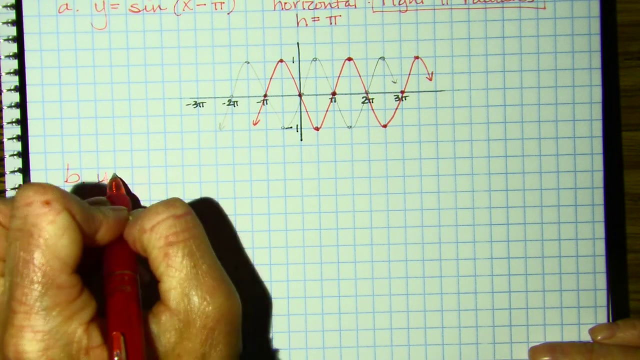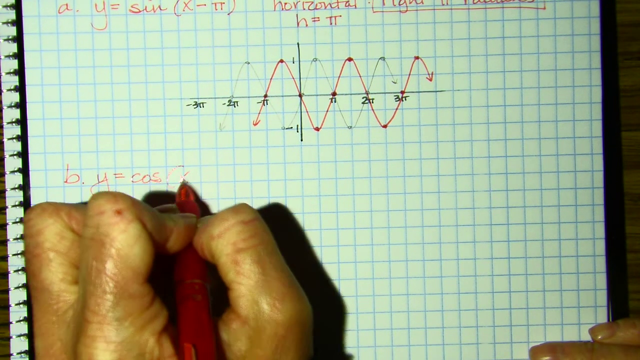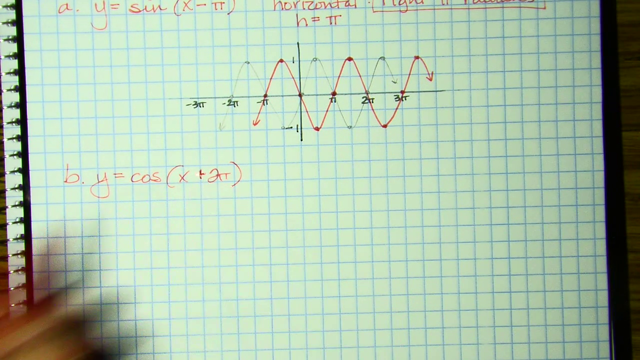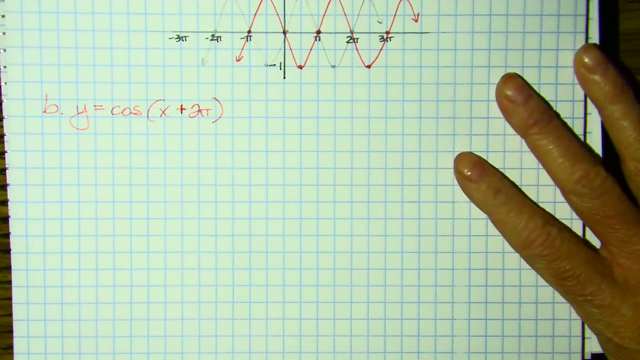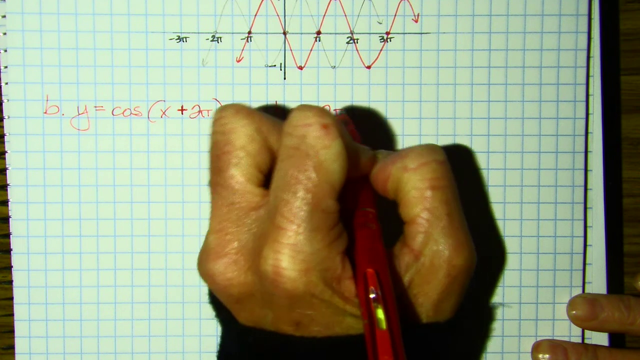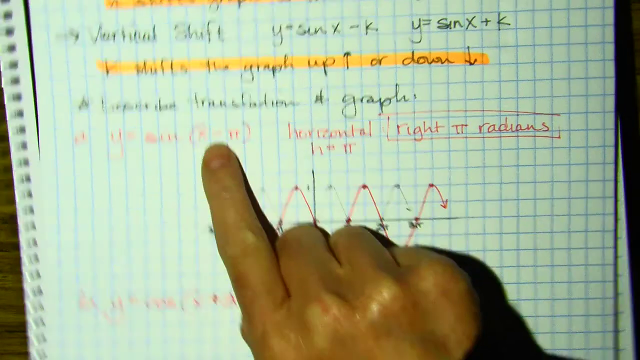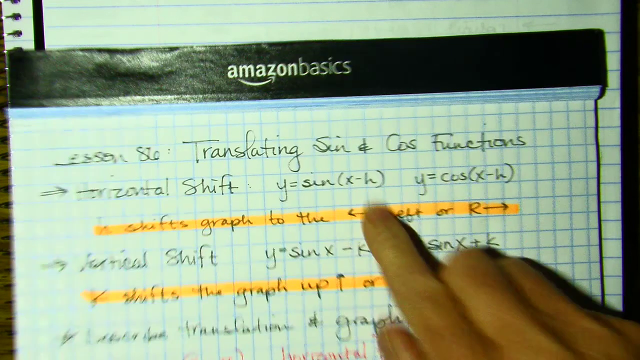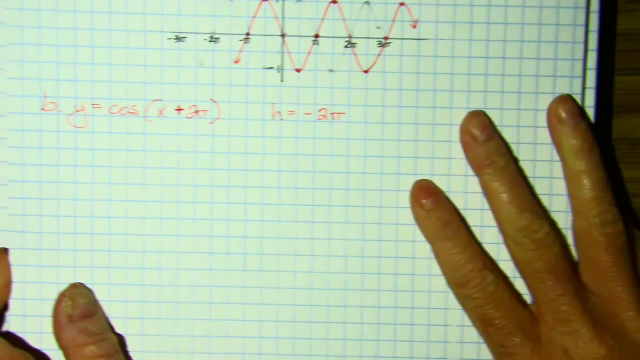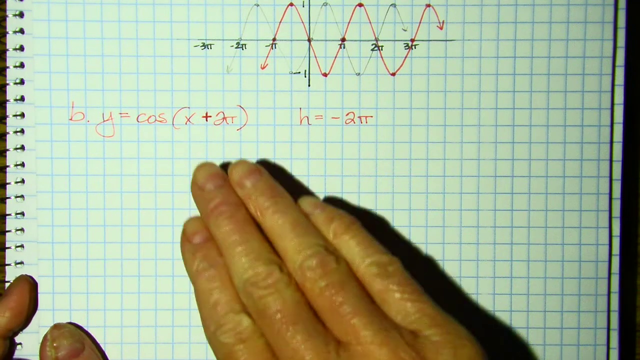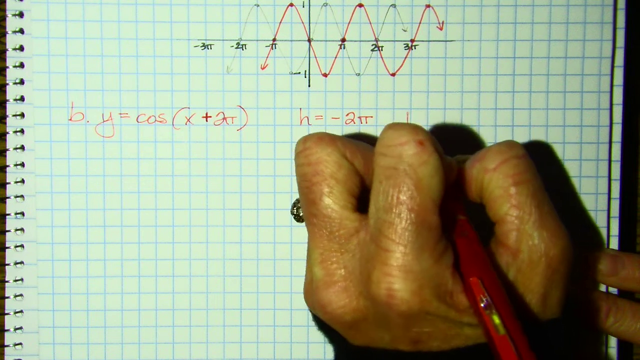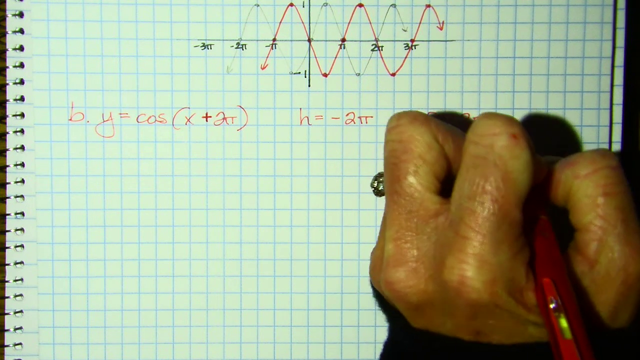So b is y equals cosine of (x plus 2 pi). Okay, now this is where it's a little tricky. I'm going to move this up a little bit. And there's a glare, and I apologize. So in this case, h is negative 2 pi. So notice h should be opposite because the standard form is x minus h. So in standard form, h is just pi. Here, h would be negative 2 pi. So that way, if I put it back in here, it'd be x minus a negative 2 pi, which makes it a positive. So this is a shift left 2 pi radians.